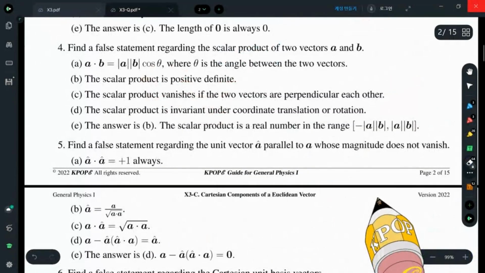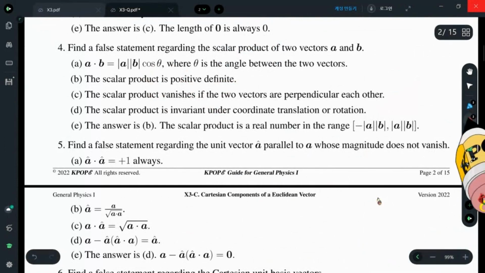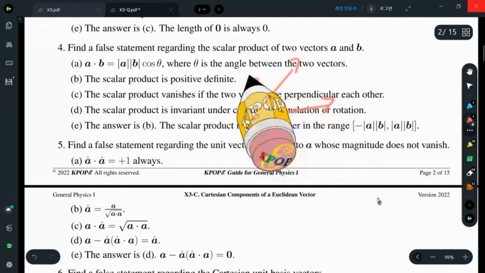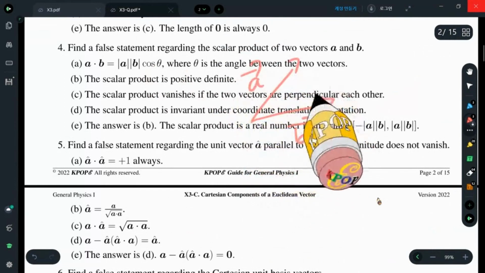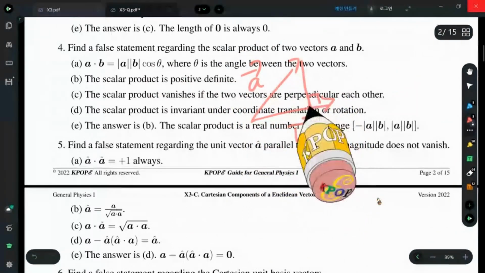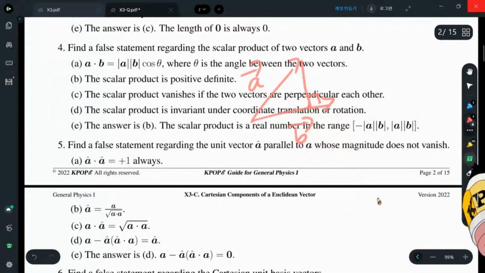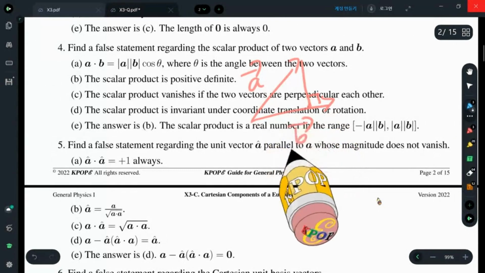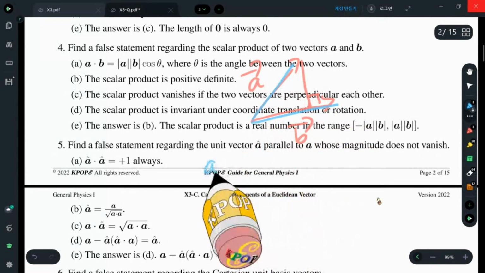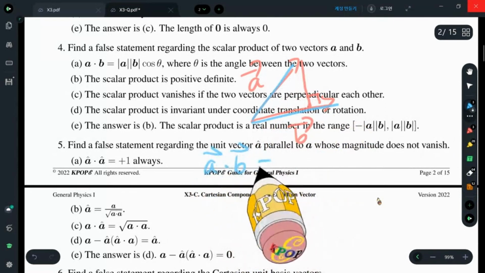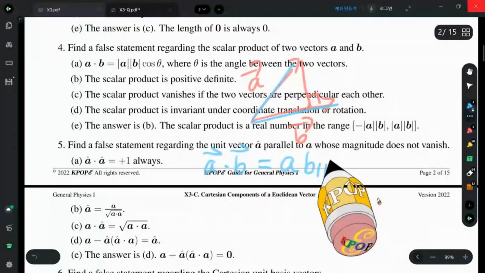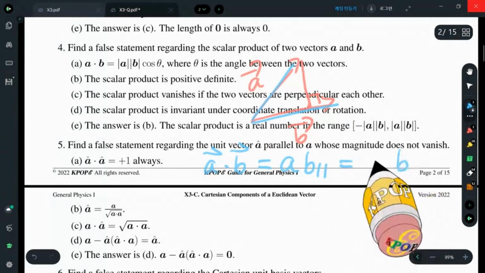Four, find the false statement regarding the scalar product. Scalar product is a number. I have A and B, and there's a foot perpendicular. This is B, this is A, but scalar product is A parallel times B, or B parallel times A.